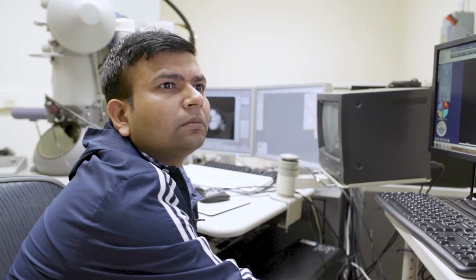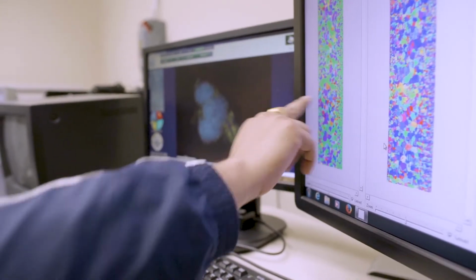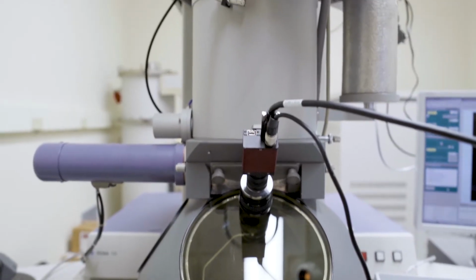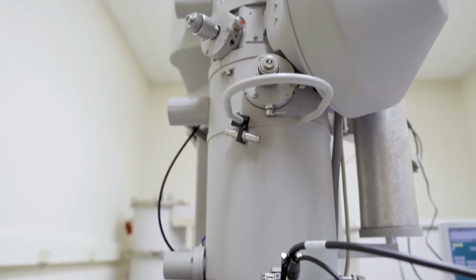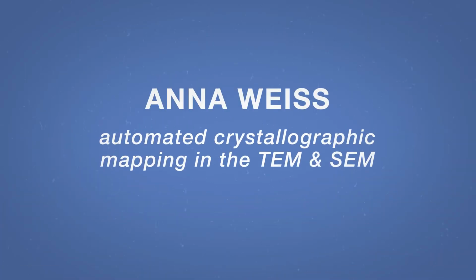Prince Singh is a mechanical engineering PhD student. He's utilizing automated crystallographic orientation mapping in the transmission electron microscope to look at nanocrystalline materials, particularly thermally stabilized alloys, and the effects of radiation and heat on their stability, particularly looking at grain boundaries and defect dynamics as it pertains to grain growth and evolution.